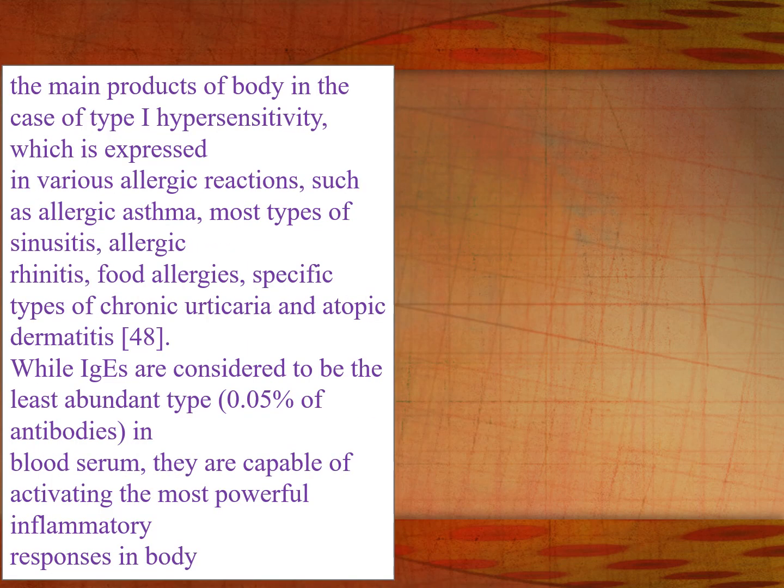They are the main product of the body in the case of type 1 hypersensitivity, which is expressed in various allergic reactions such as allergic asthma, most types of sinusitis, allergic rhinitis, food allergies, and specific types of chronic urticaria. While IgE is considered to be the least abundant type, at 0.05% of the antibody in the bloodstream, it is capable of activating the most powerful inflammatory response in the body.